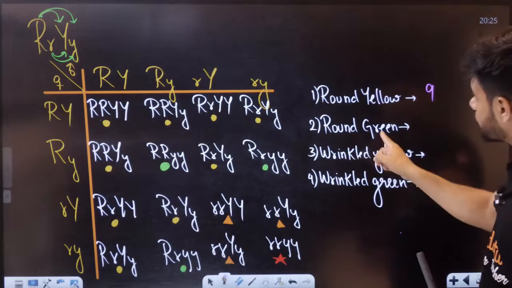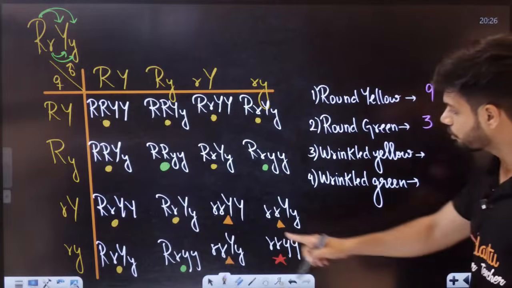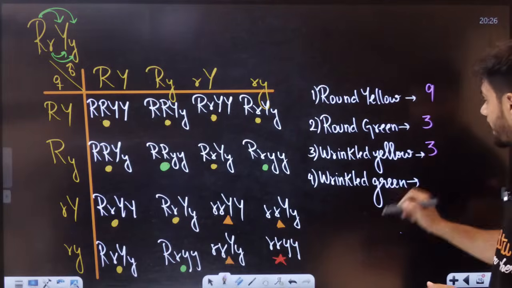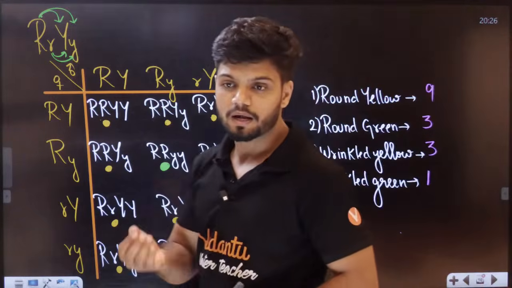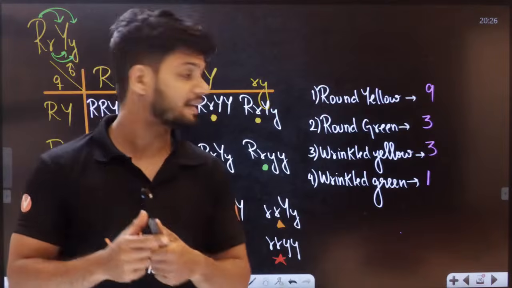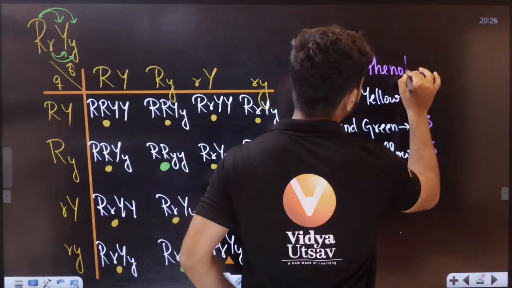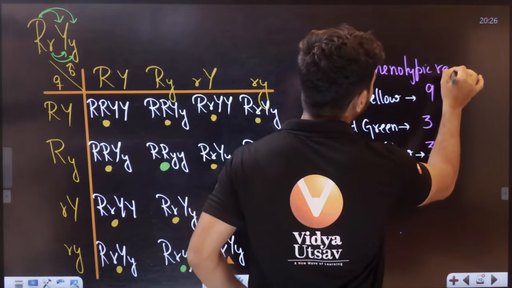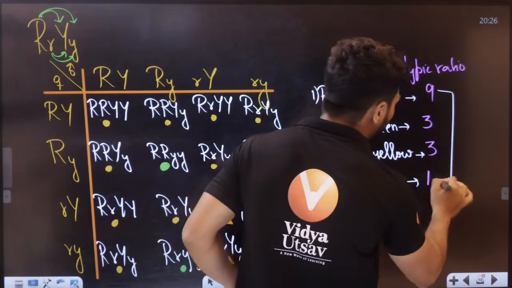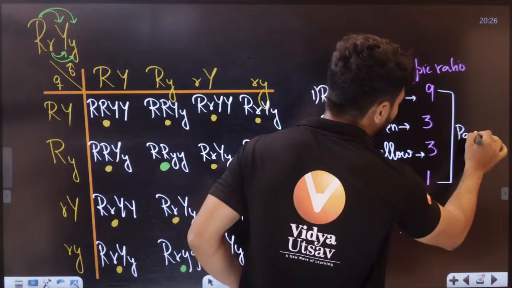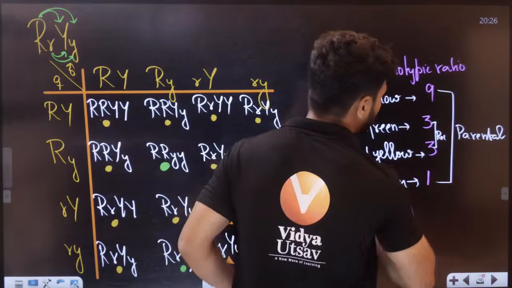How many round green? 1, 2, 3. How many wrinkled yellow? 1, 2, 3. And how many wrinkled green? 1. So by this Punnett square method, students, this is nothing but the phenotypic ratio of your dihybrid cross, where these two are technically the parental type and these two are the recombinant type.